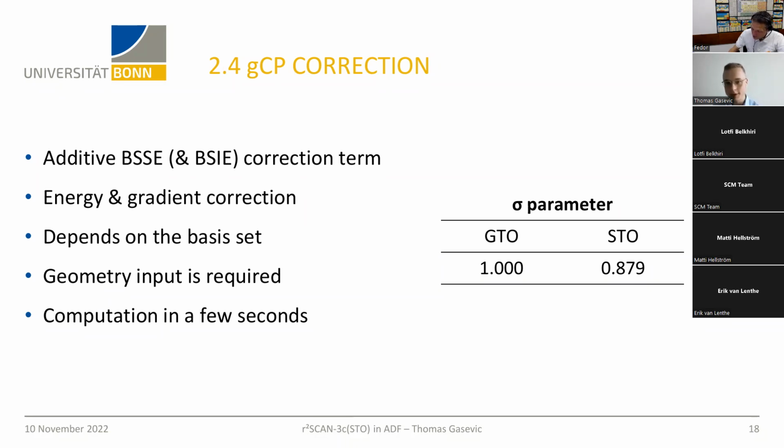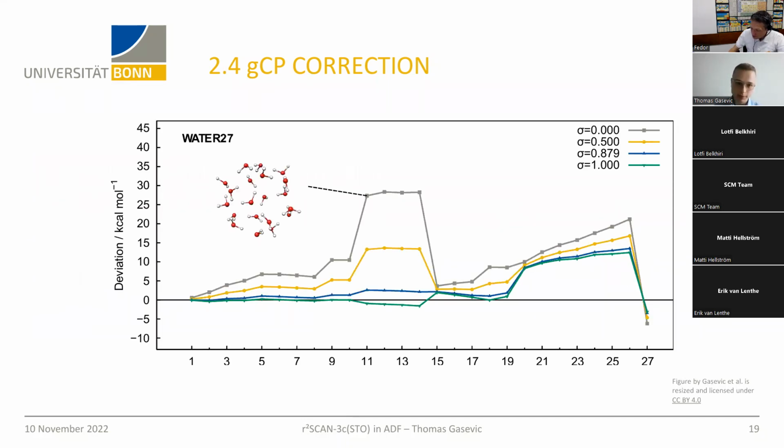Now you might wonder how large the influence of the GCP correction is. For this, I'm showing you here the WATER27 benchmark set. I'm showing you the deviation for each system. And we changed the sigma value, which then scales the GCP correction. So if it's set to 0, which you can see in gray, the GCP correction is turned off. And if it's set to 1, it's the default value. Now, if you look at this graph, you can see that especially in these systems, which are WATER20 clusters, the errors have an amount of 30 kcal per mole, which is just unacceptable. And then when you turn on the GCP correction, the errors just go down until we reach the blue line over here, which we then took as default setting.